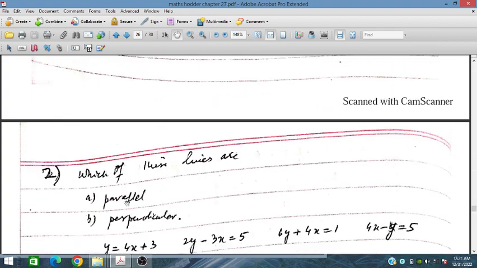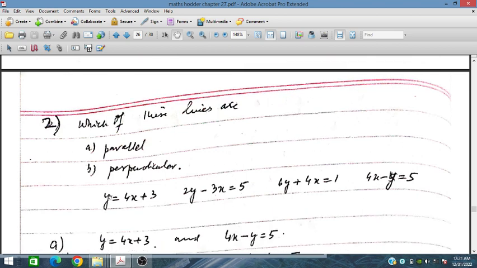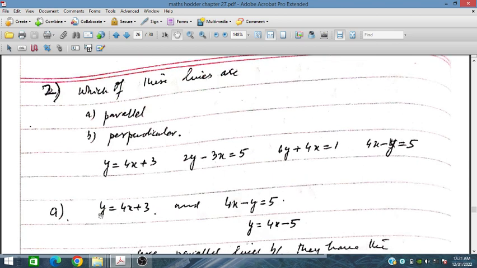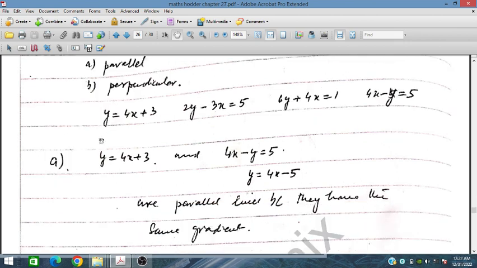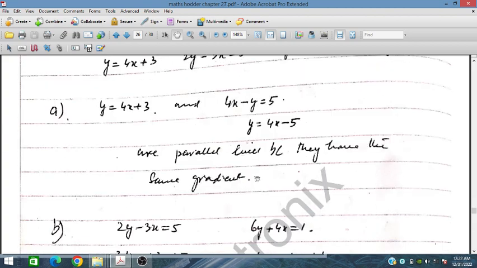Which of these lines are parallel and perpendicular? Take 4x minus y is equal to 5. So y is equal to 4x minus 5. These slopes and gradients are the same, so these are parallel. They have the same gradient.